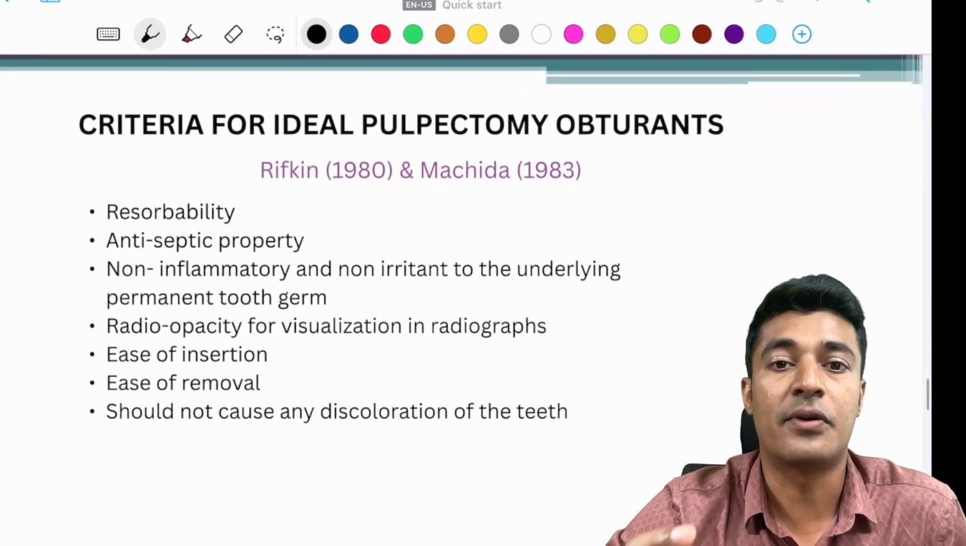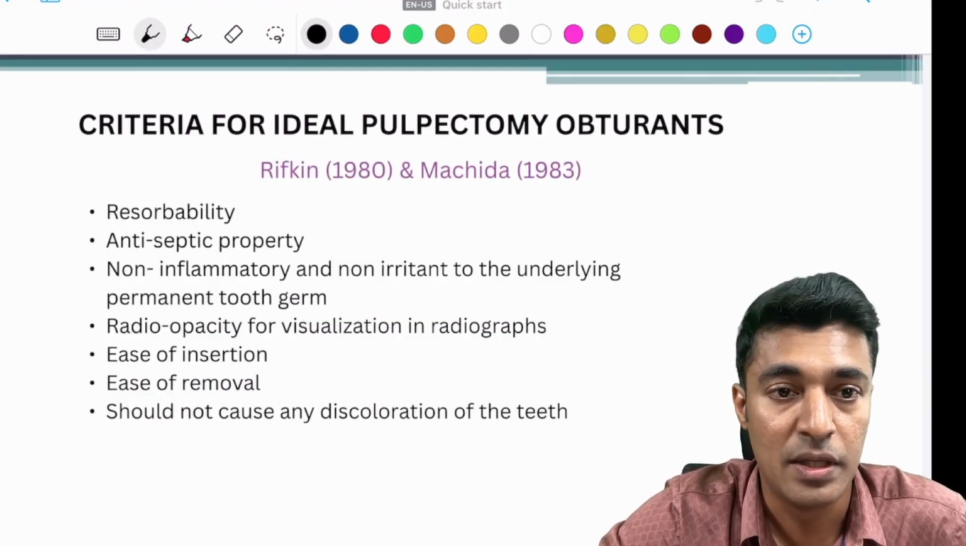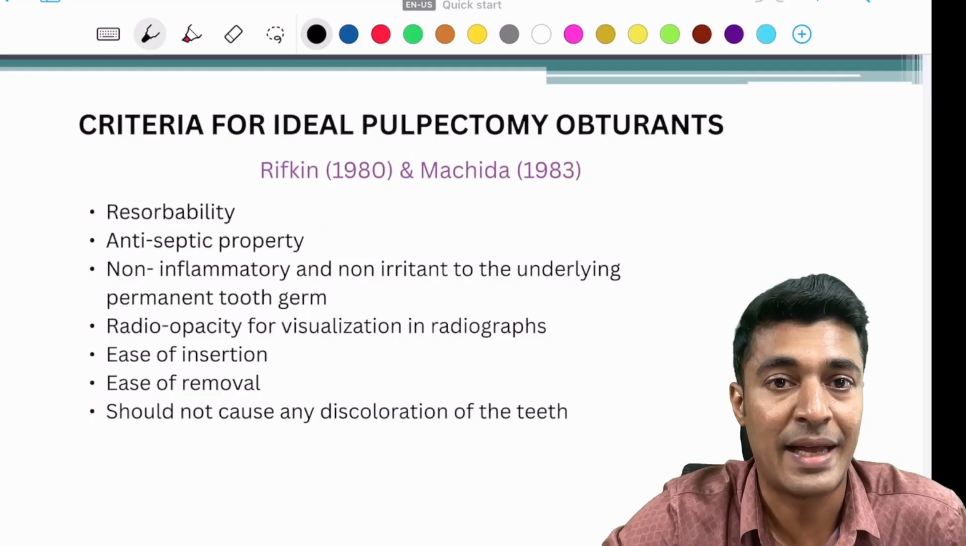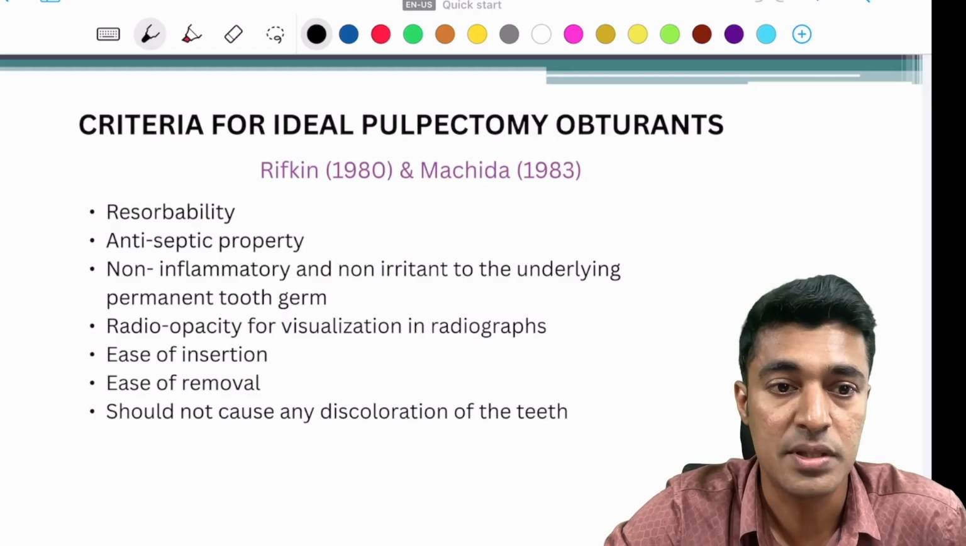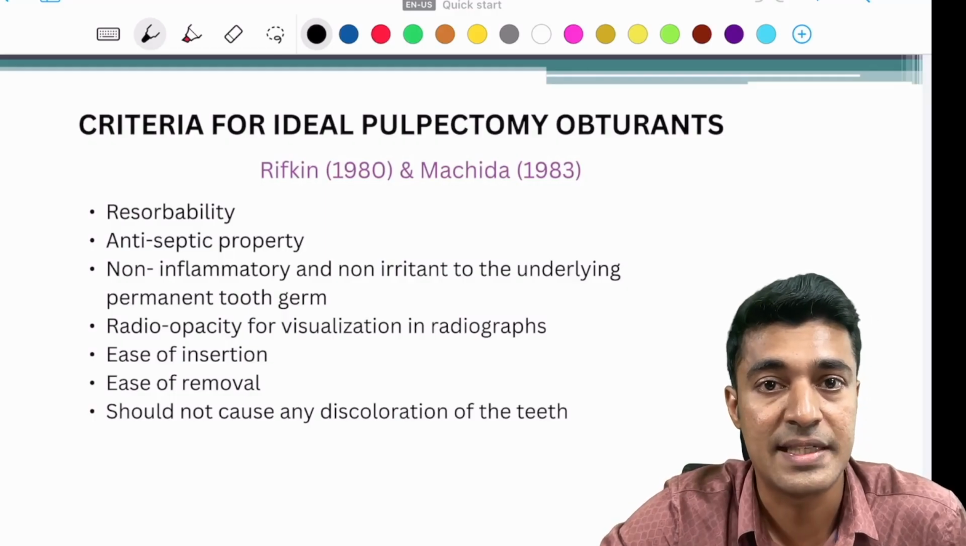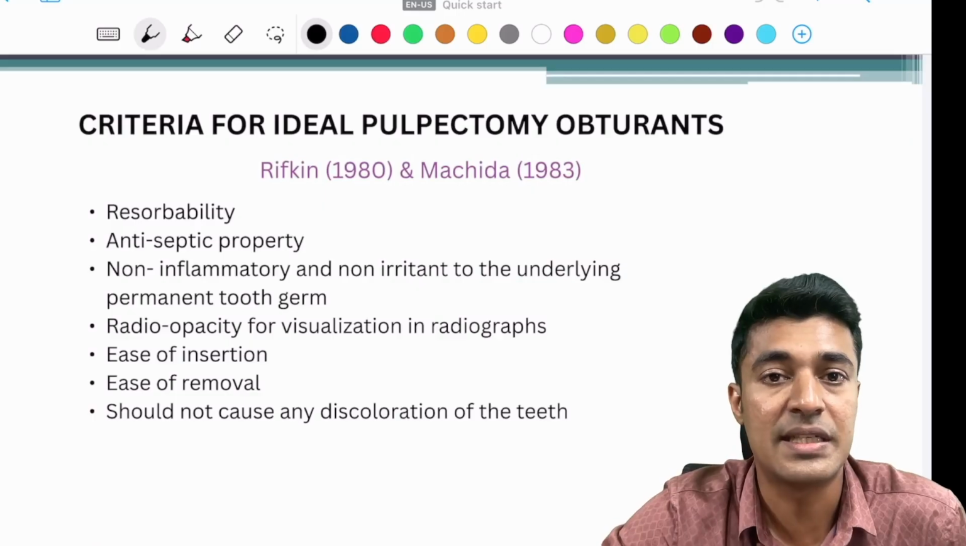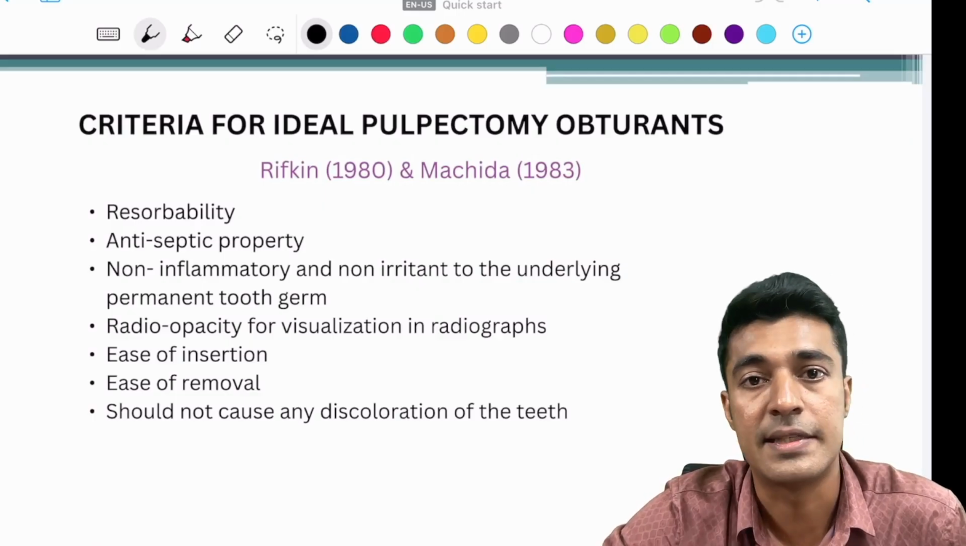Now the criteria for ideal pulpectomy obturance include: it should be resorbable, it should have antiseptic property, be non-inflammatory and non-irritant to the underlying tissues, have radio opacity for visualization in the radiograph, be easy to insert and remove, and should not cause any discoloration of the tooth.